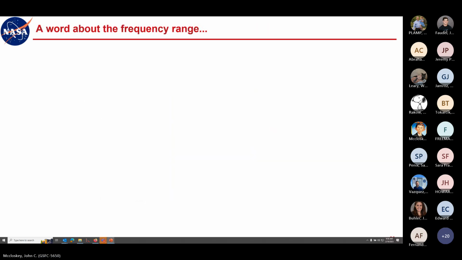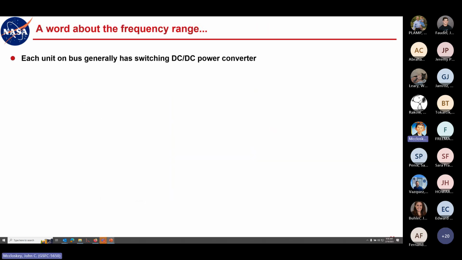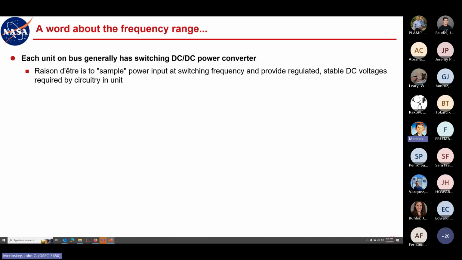So a word about the frequency range. Each unit on the bus generally has a switching DC to DC power converter. Its raison d'etre is to sample the power input at the switching frequency and then provide regulated stable DC voltages required by the circuitry in the unit, whatever you need, plus or minus 15, plus 5, plus 3.3, whatever. The DC to DC converter control loop generally addresses low frequency ripple. Typically these switching converters have a frequency on the order of 100 kilohertz or higher.